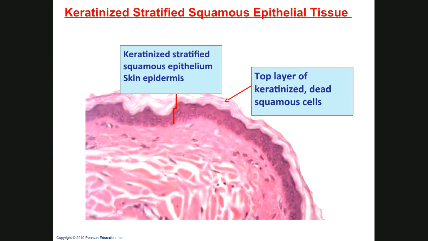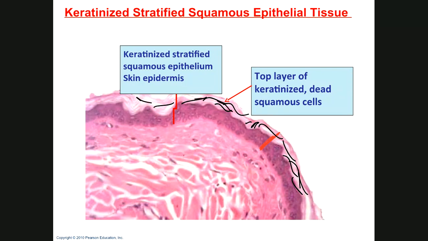All right, so this whole area is the stratified squamous epithelial tissue. But notice that here on the top, this layer looks like just fibers, doesn't even look like cells. You don't even see a nucleus anywhere in there. These are the dead keratinized cells.